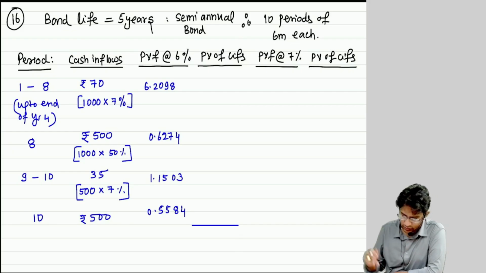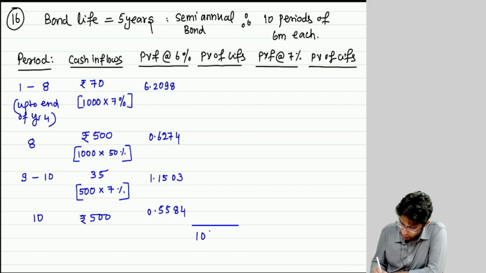Slowly work this out. Don't fill in individual numbers. Directly do it. Trial anyway. That's not the correct answer also. 70 into 6.2098. 500 into 0.6274. 35 into 1.1503. How much are you having? 84585 I'm taking.